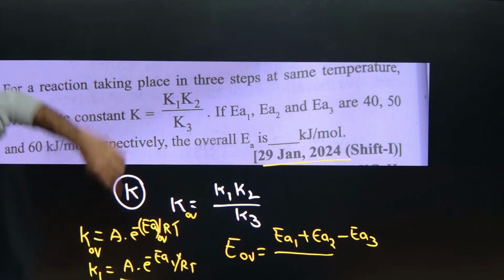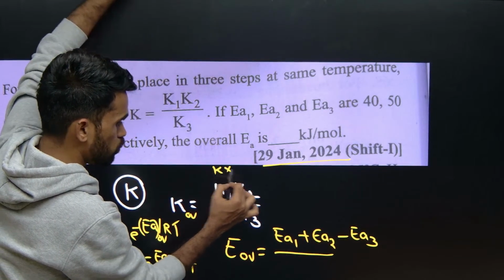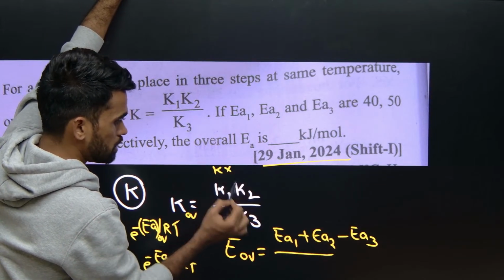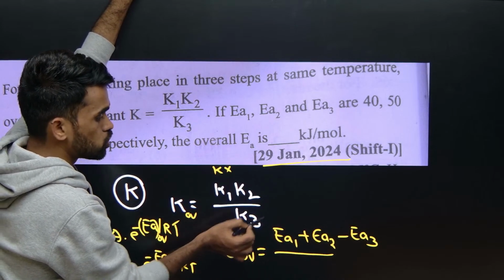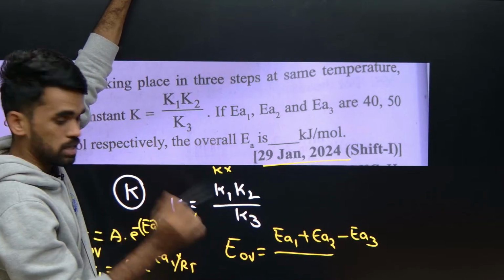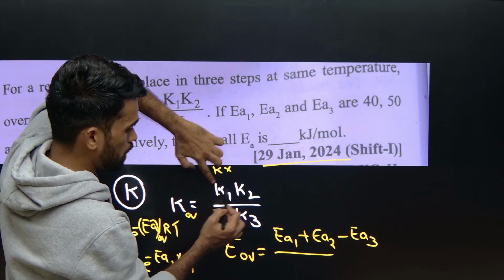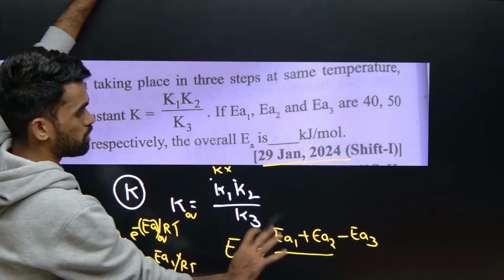Wherever things are multiplied in the numerator, their activation energies should be added. If something is in the denominator, write minus of that activation energy, like EA1 plus EA2 minus EA3. That's it. This will be the final equation.